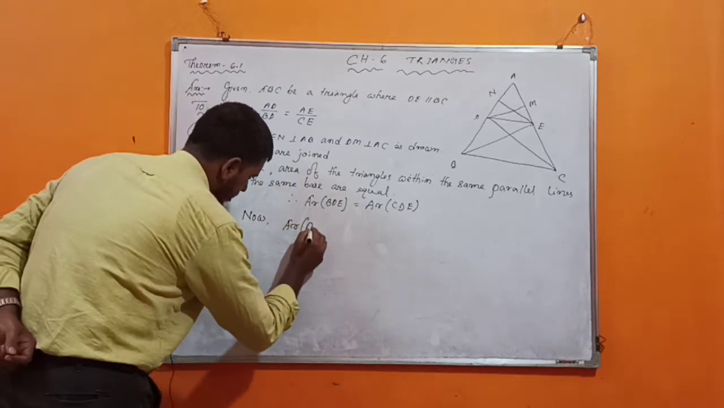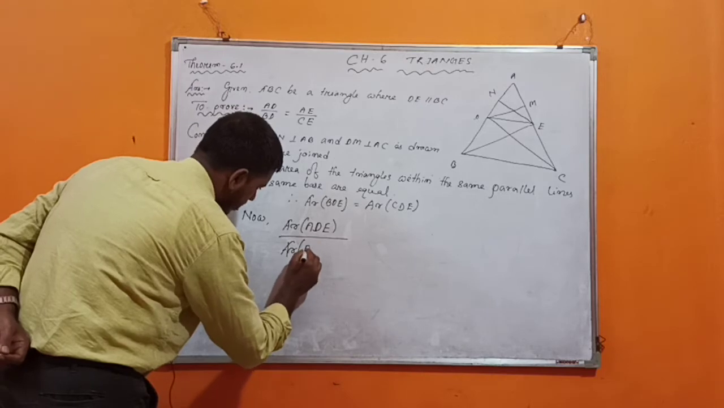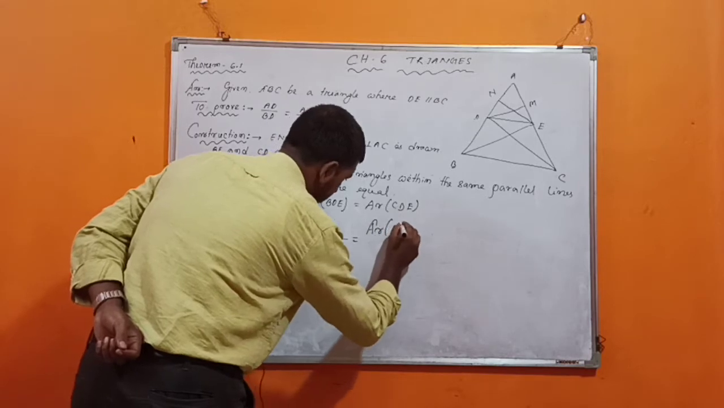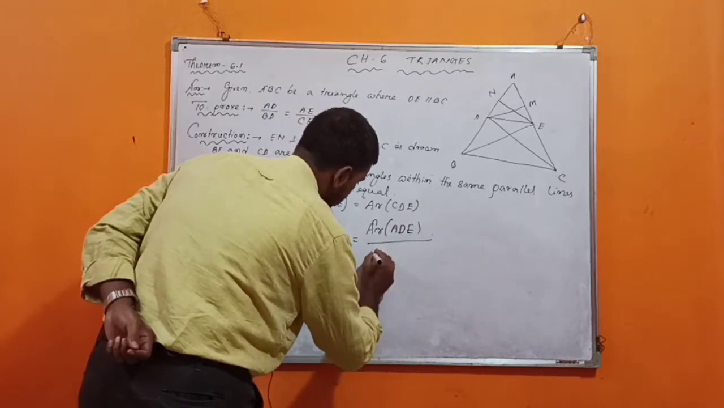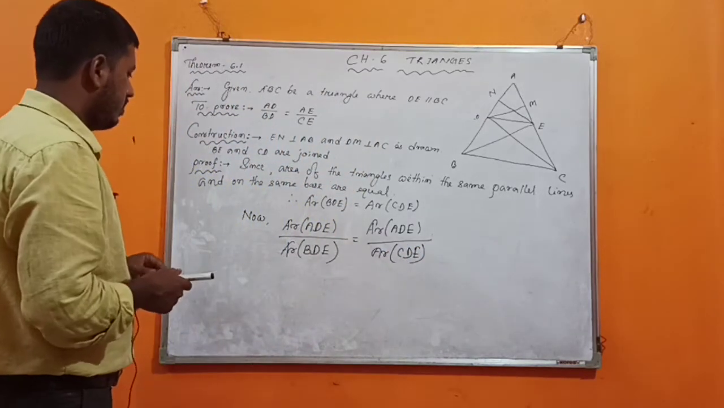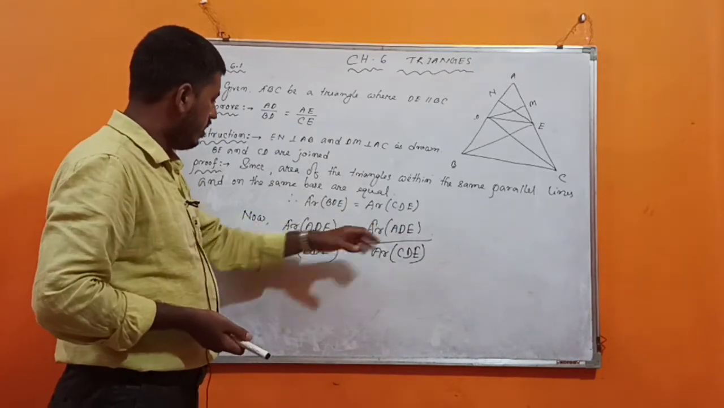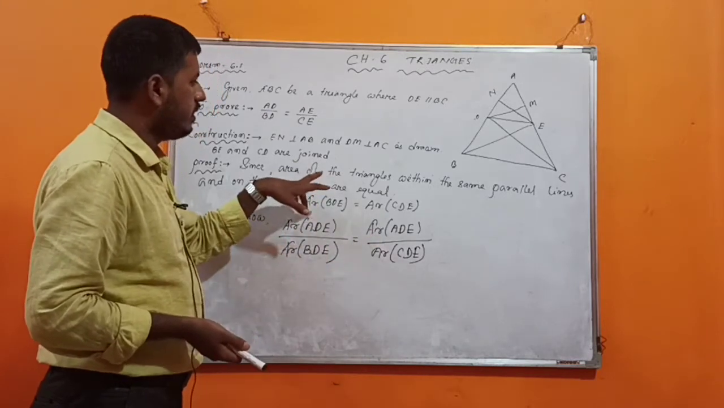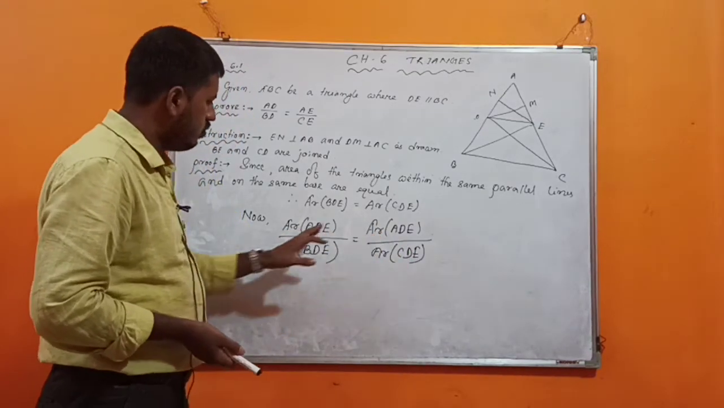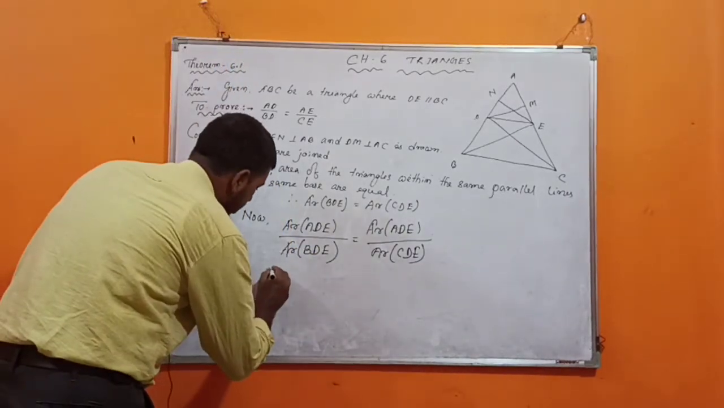Area ADE by area BDE equal to area ADE by area CDE. Okay, how can this be written? The area of triangle ADE is the same in both, and we have considered from our theorem in class 9 that area BDE is equal to area CDE. So these two equations are equal.